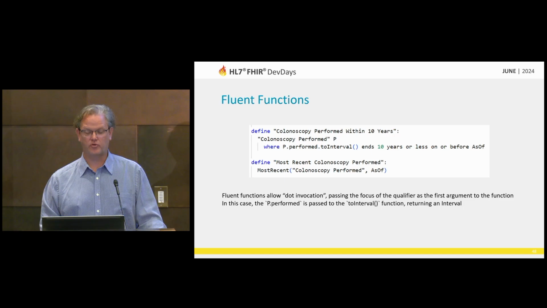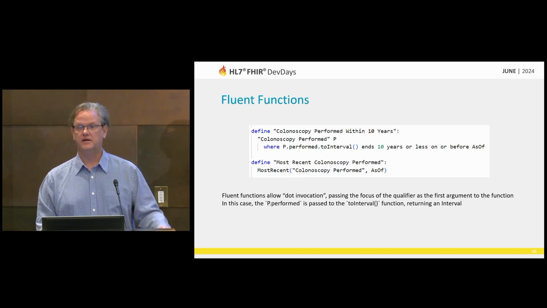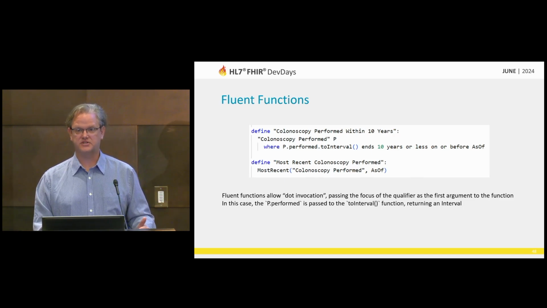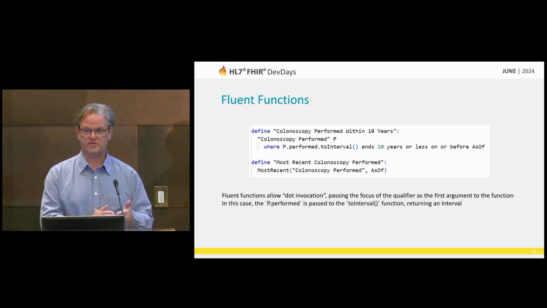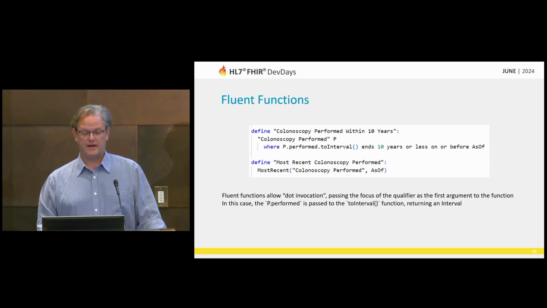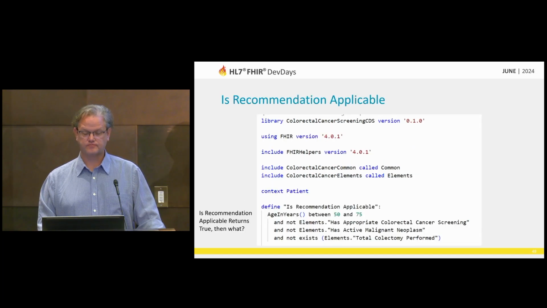So that performed .to interval is actually hiding some fairly complex logic that even takes into account the fact that the performed might be represented with a duration since the patient's age, right? If that's the case, it'll go calculate the patient's age and determine the within 5 years or whatever. So that's a fluent function.